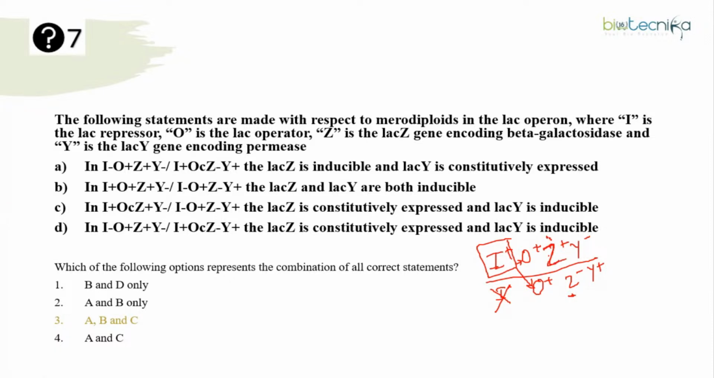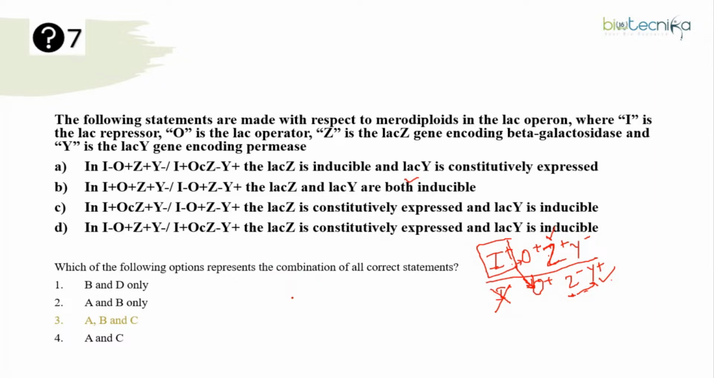So this Z will be inducible. Here you don't have a Y, but here you have a Y gene. So this repressor can control this operator, which is going to control the Y gene. And here again, since the operator is normal, it is again going to be dependent upon the presence of inducer. So Y is also going to be inducible. So both are going to be inducible. This is correct.